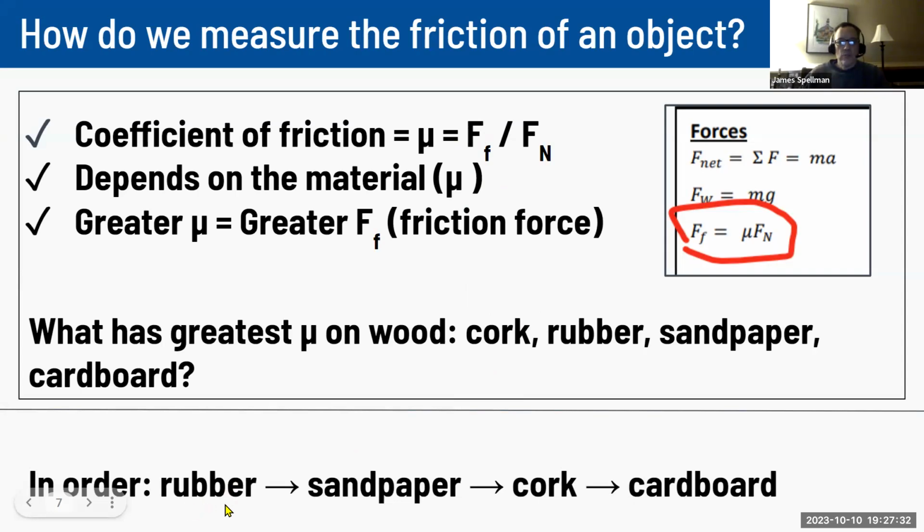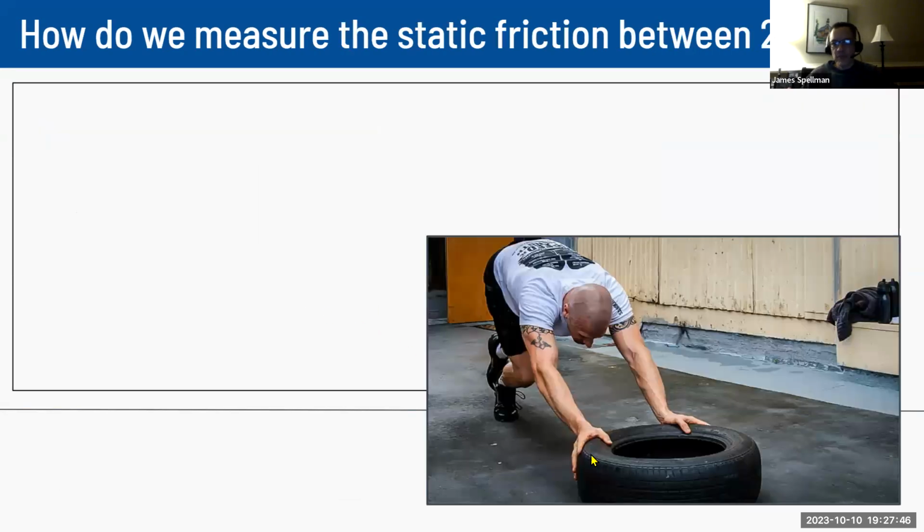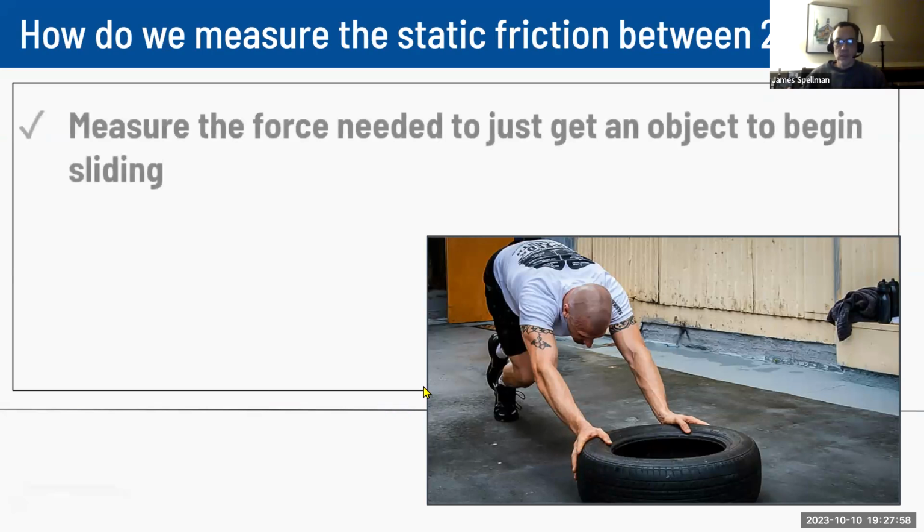Rubber would be the hardest one to push for its weight, followed by sandpaper, cork, and then cardboard would slide across pretty easily for its weight. So again, if we wanted to rank the coefficient of friction of these things, again, the greater the coefficient, the more friction it's going to end up having. So if you wanted to get a good workout, probably pushing rubber tires across a surface like this will be much harder to do than if you had an equal amount of wood or an equal amount of sandpaper or an equal amount of cardboard. Those other things would slide across easier.